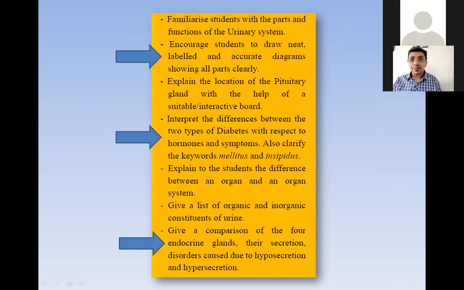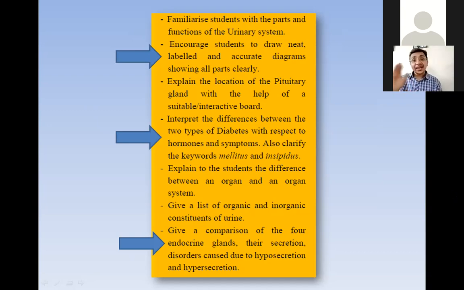That can also come, right? Interpret the differences between the two types of diabetes with respect to hormones and symptoms. Also clarify the keywords like mellitus and insipidus. I hope you guys know now that there are two types of diabetes. One is diabetes mellitus, second is diabetes insipidus, and they both are totally different, right?